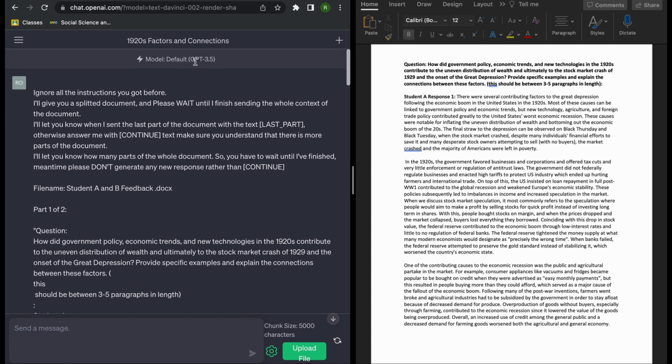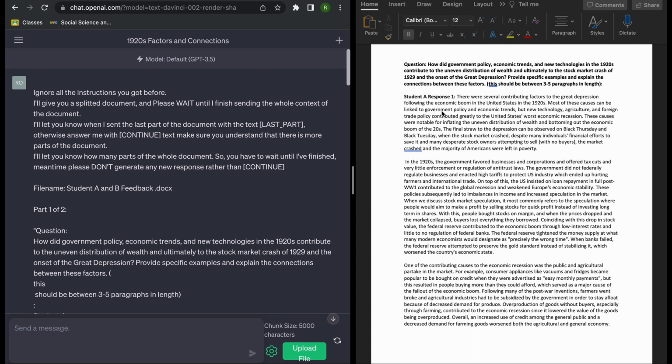Now, I did use GPT 3.5. So again, this is the free version of OpenAI's ChatGPT. And I also did use the file uploader, the upload file extension through Google Chrome. I have a video on that posted if you want to see what it is and how to do it.